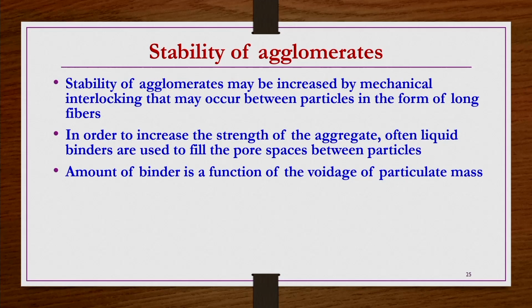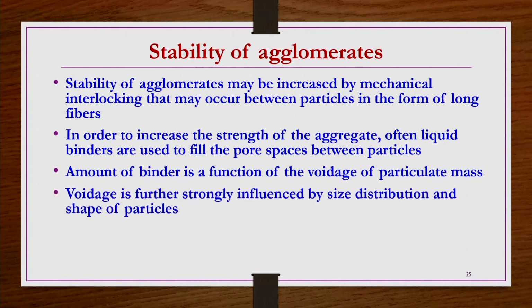So, how much binder is required will obviously be a function of the voidage of the particulate mass, or interstitial spaces of that particulate mass we have taken. Voidage is further strongly influenced by the size distribution and shape of the particles, right. If the particles are very small, finer sized, then voidage may be small. If you have bigger particles or a mixed particle kind of thing, then voidage may be large. Accordingly, if you have spherical particles, then voidage may be different. If you have cylindrical particles, then voidage may be different for the same packing height, etc.